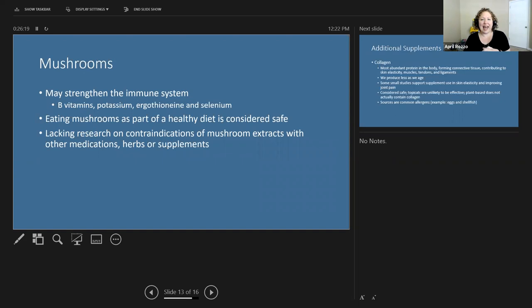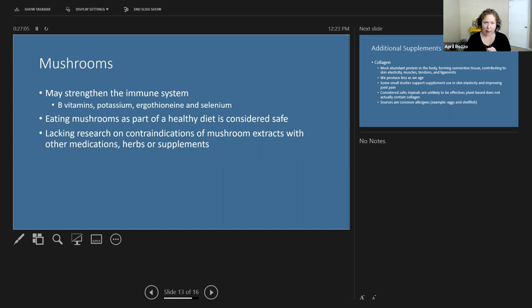Mushrooms are, again, full of antioxidants. And so the thought is that they are helping to boost the immune system. They contain B vitamins, potassium, and specifically ergothioneine and selenium, which are potent antioxidants. Eating mushrooms as part of a healthy diet is considered safe. We are not talking about mushroom supplements or extracts, which are typically much more concentrated. We don't really have research on the supplements and any interactions or contraindications with other medications or health conditions or other supplements or herbs that you might be taking. So again, food first. I would much rather you just incorporate them into your diet. Okay.